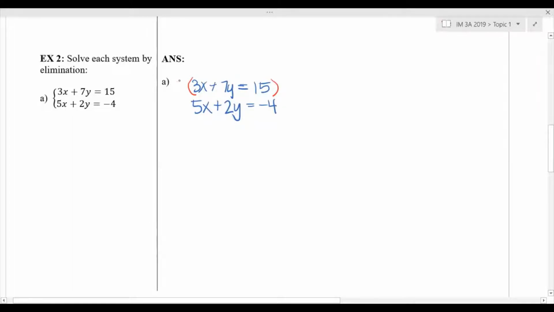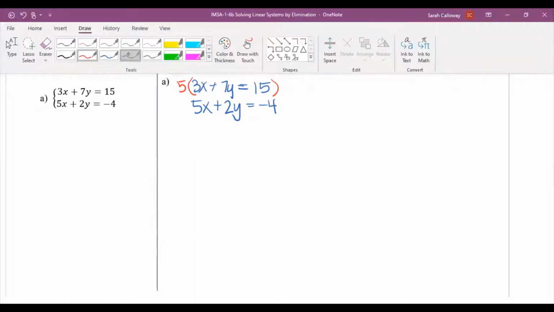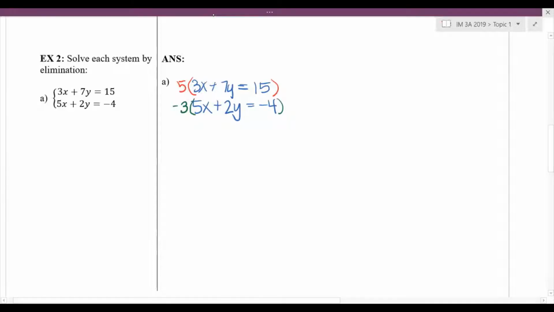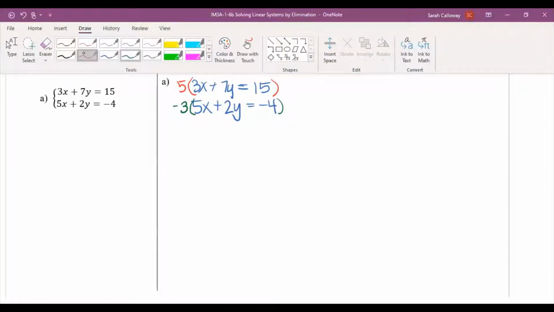So I can multiply this entire expression by 5, and that'll give me 15x and some other stuff. And then I can multiply the second one so that it cancels. So if I have 15x, I want a -15x. So I'm going to multiply the second equation by -3. Okay, then I'll be able to add these together.